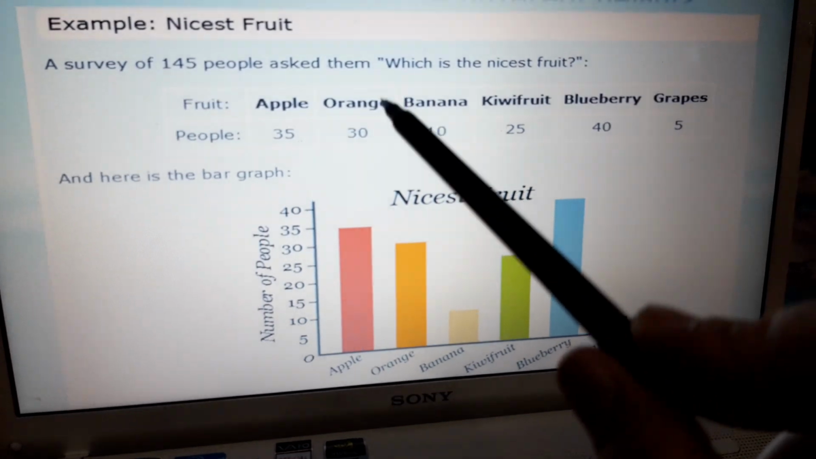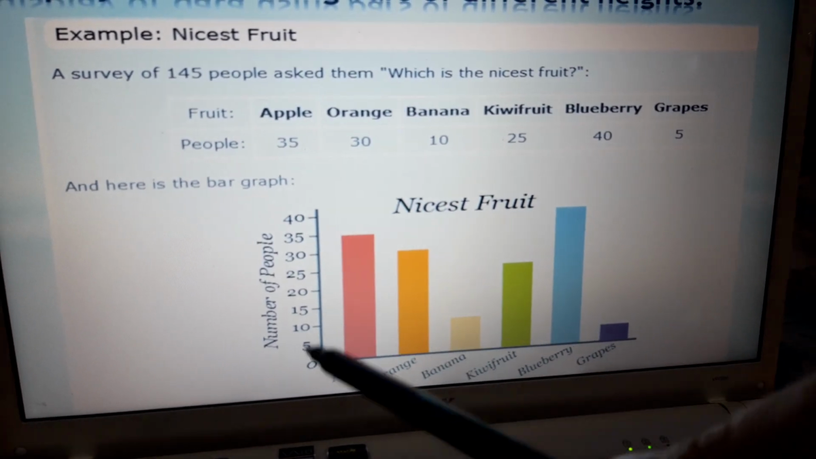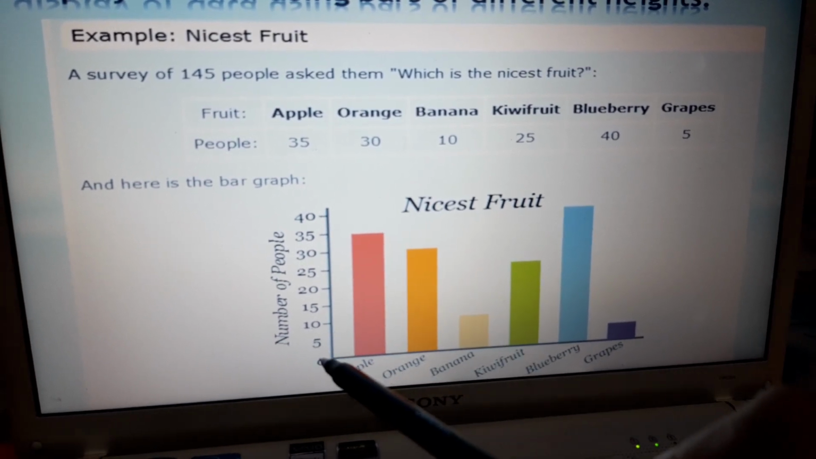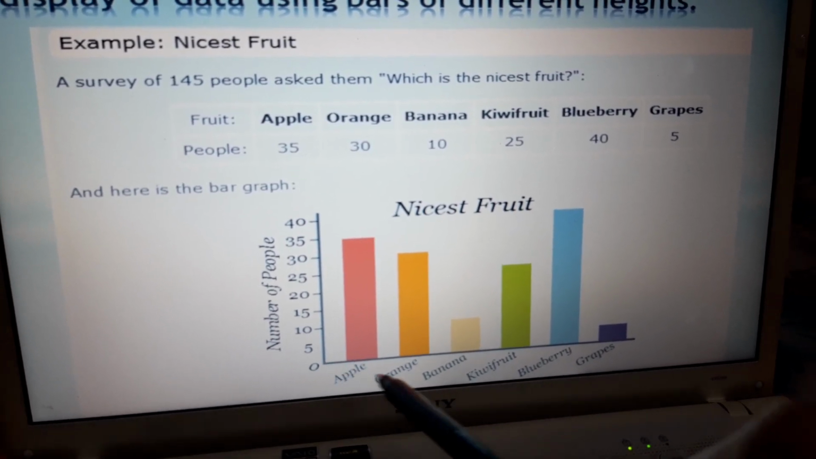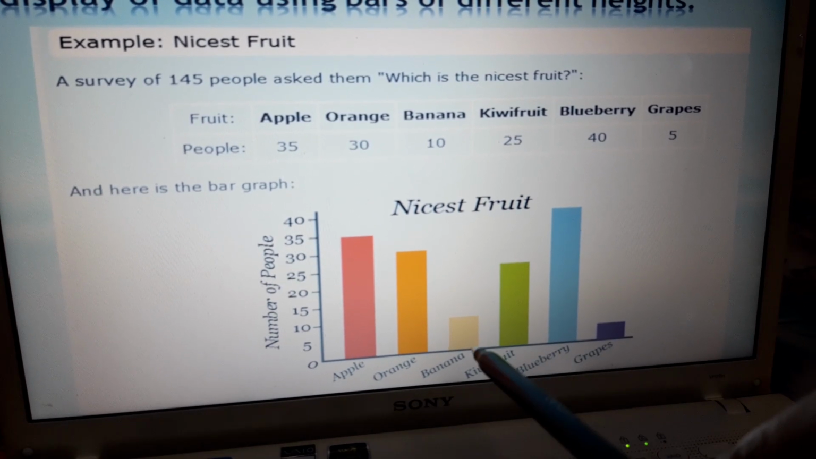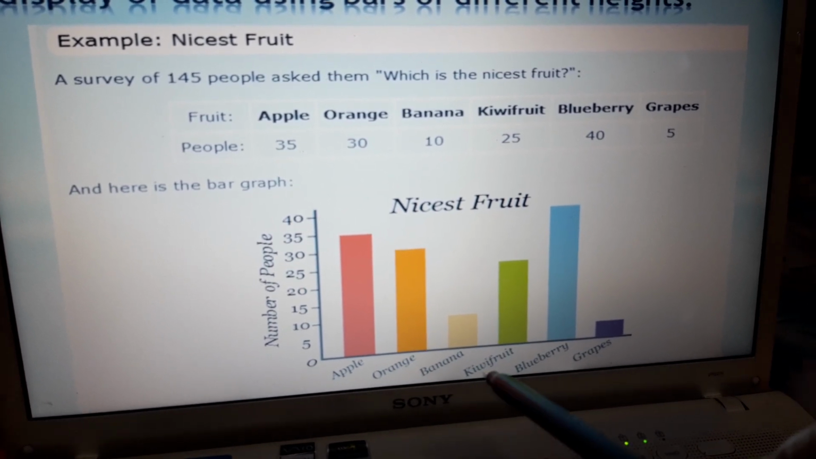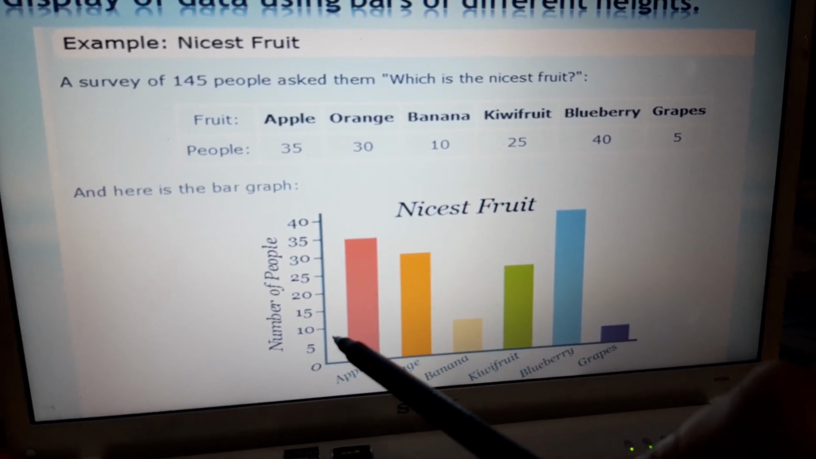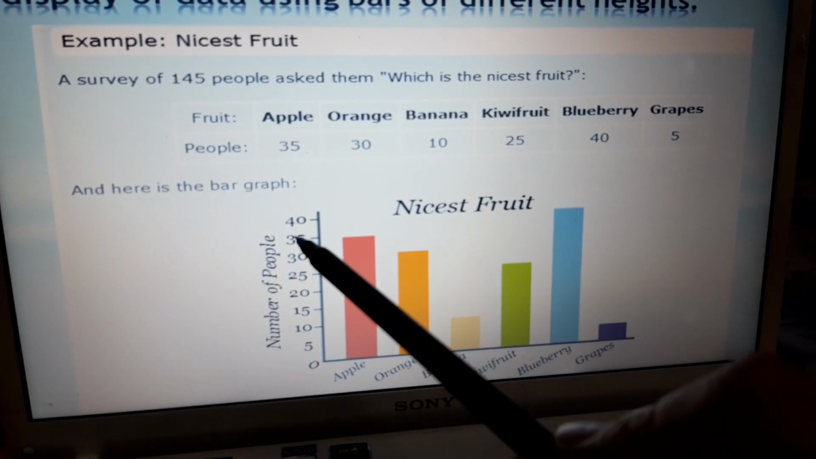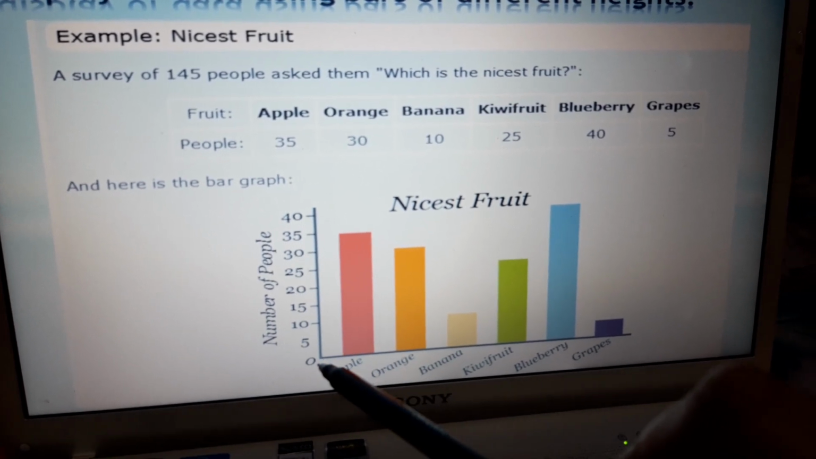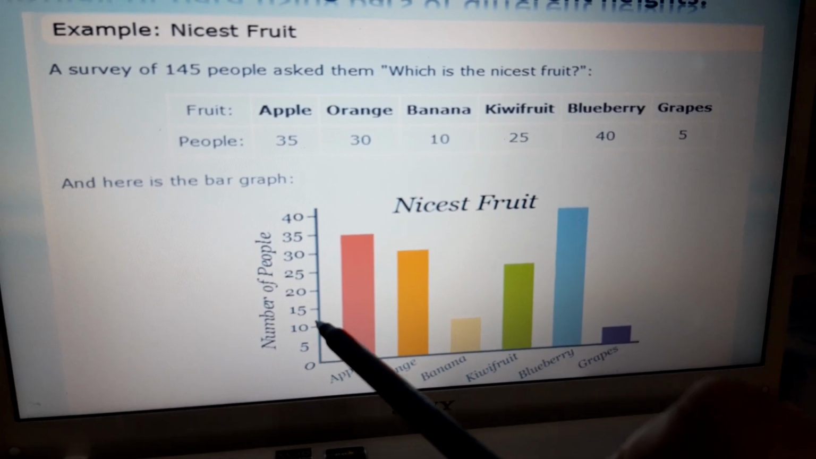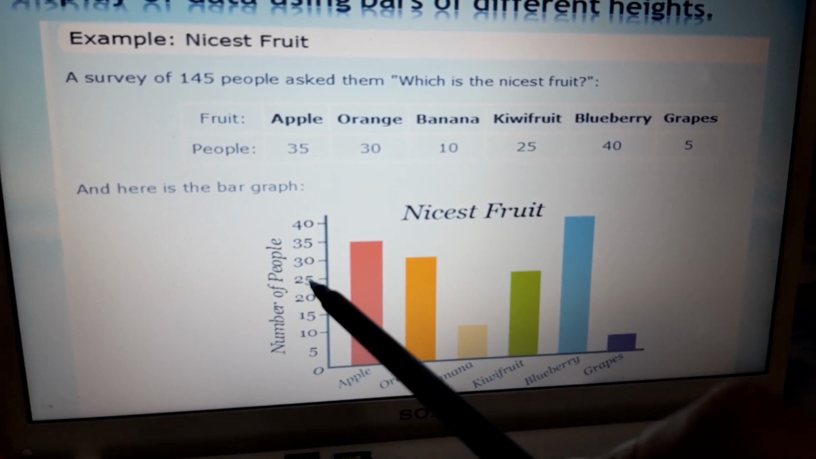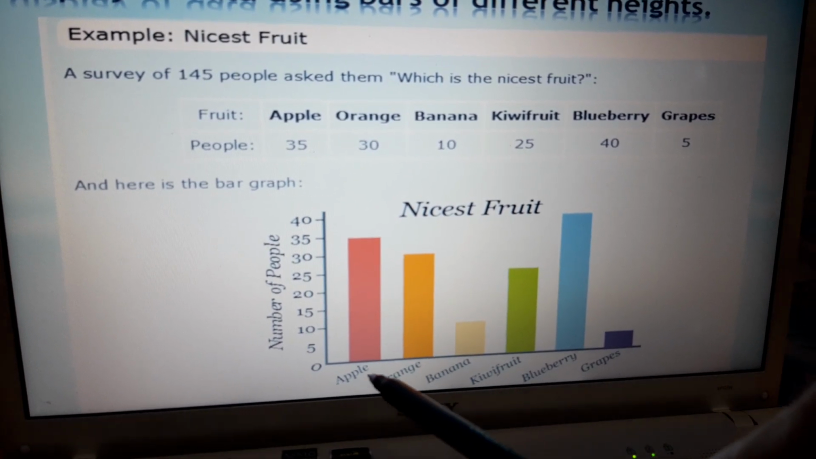How will I do it? Now we have two axes, one is the horizontal axis and the other is the vertical axis. On the horizontal axis, I am writing the names of the fruits: apple, orange, banana, kiwi fruit, blueberry and grapes. And on the vertical axis, I am going to write the number of people. Always remember the gaps should be the same: 5, 10, 15, 20, 25, 30, 35, 40 like this.